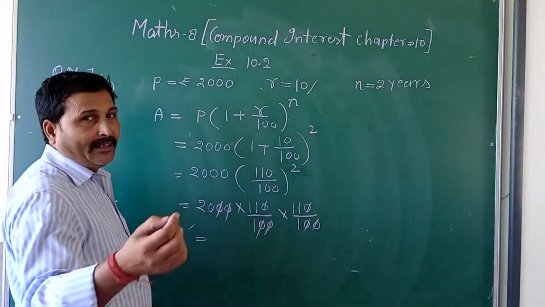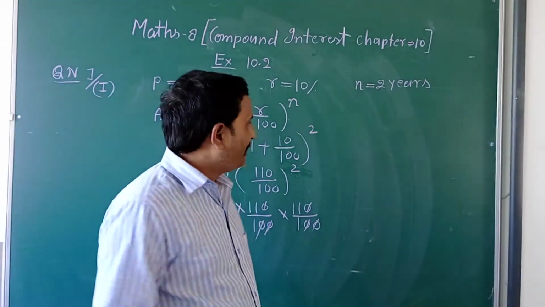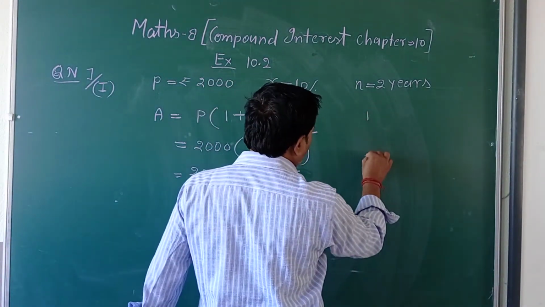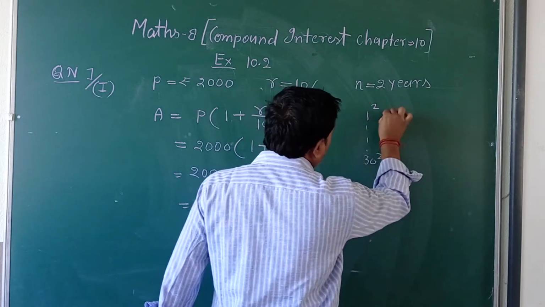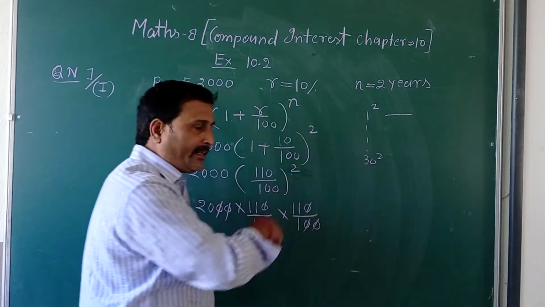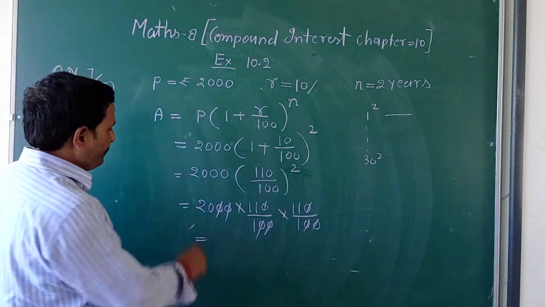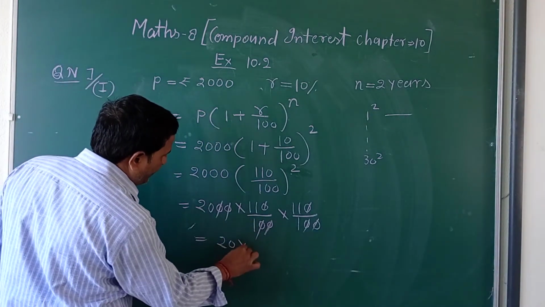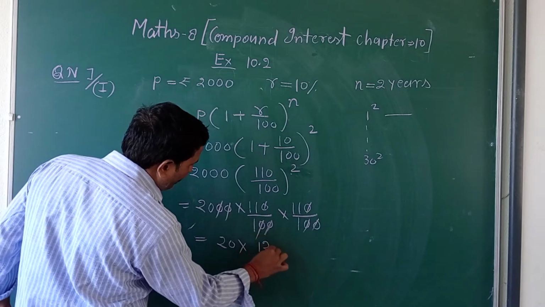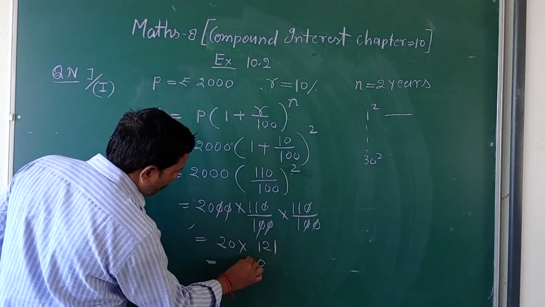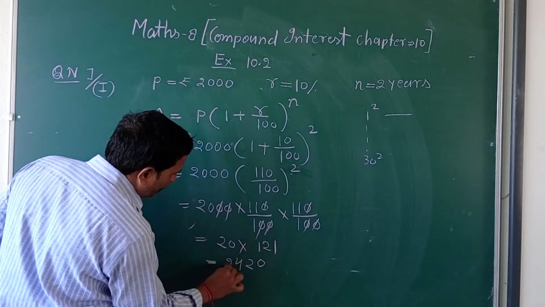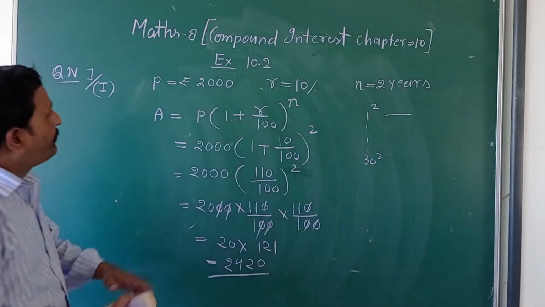Now, I have given already. Remember, the squares from 1 to 30 I have given. Square of 1 to square of 30, I have given already. Use that, you will find it there. Here 20 into square of 11, 121, that will be 2420. This is the amount after 2 years.